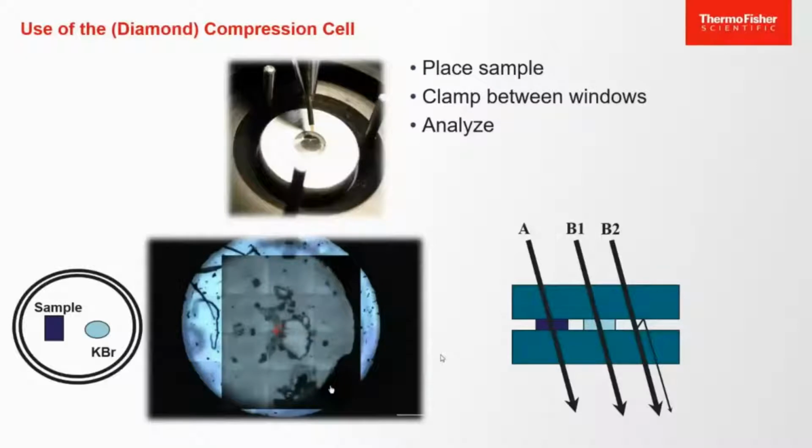And then once the sample is there, you clamp it between the windows and then you analyze. It's basically a way, if your sample is a little too thick, of being able to thin that sample so that the analysis will work.